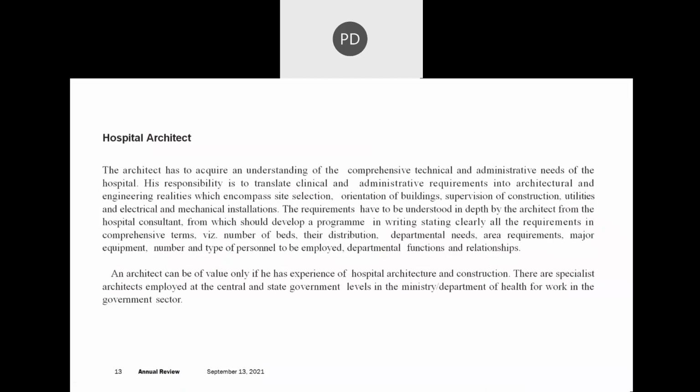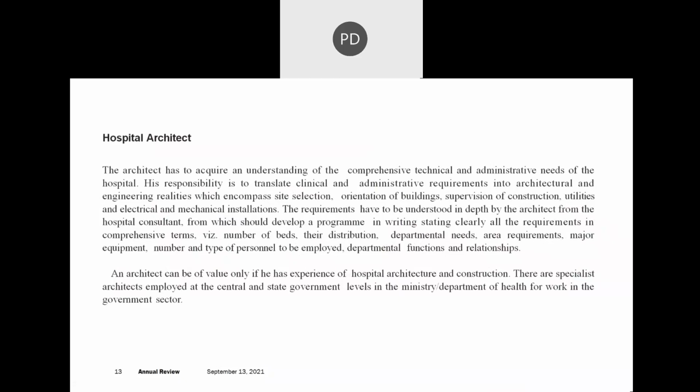Okay, so let us come to hospital architect. We understood who is hospital consultant and how he is going to lead the planning of the hospital. And now it is also important for you to understand who is the architect, the hospital architect, and what is his role in establishing a hospital.